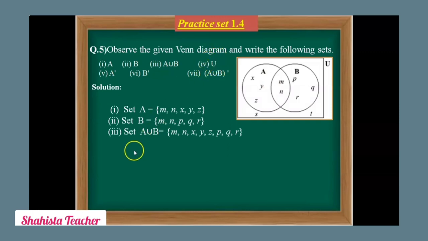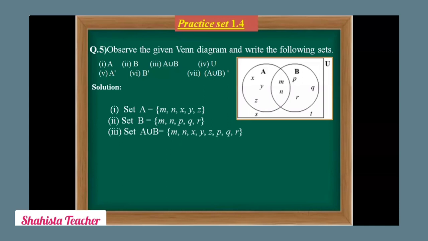So here subquestion 4, that is universal set U. Set U carries all the elements, including this S and T. So here S comma T comma N comma X comma Y comma Z comma P comma Q comma R curly bracket close. We will write all the elements. Each and every single element we have to write for universal set.